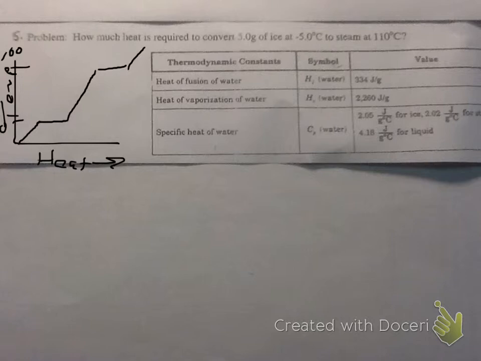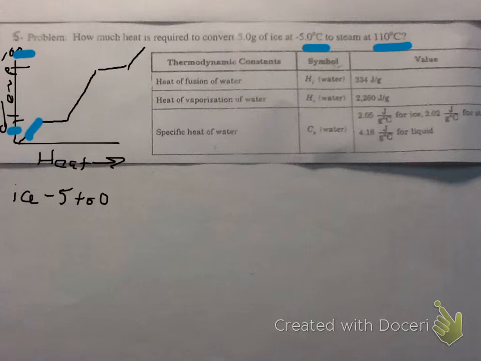So the first thing we want to do is think of a plan. In this particular problem, we're going from -5 degrees C to 110 degrees C. So we're here at -5, and for this problem we're going up to 110. At -5, the substance we have is ice. And we will have ice from -5 degrees to 0. And that's when that ice will start to melt. So that's this part of the graph.